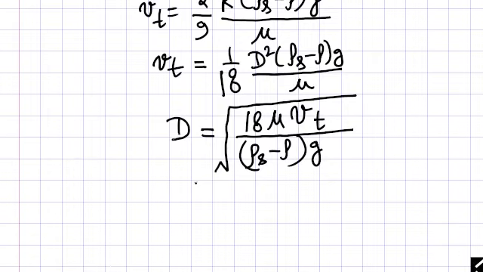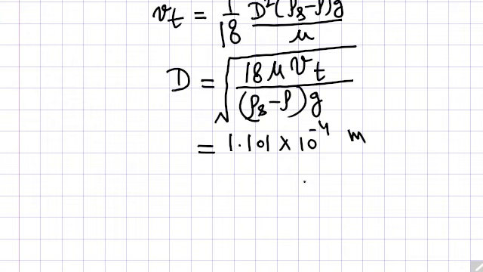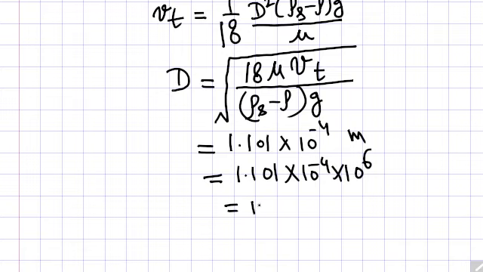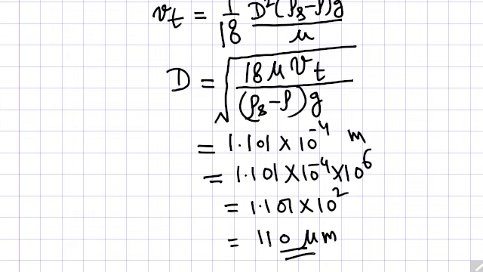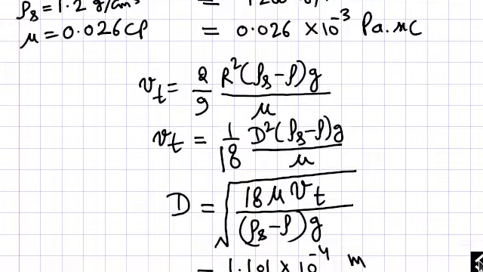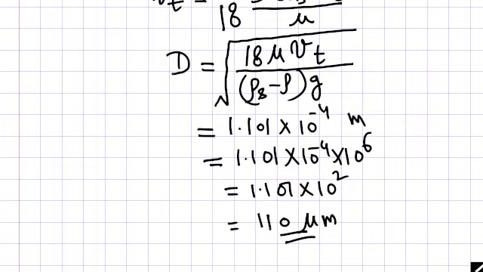So after calculation, you will get the diameter of the particles, and if you multiply it by 10⁶, you can get the result in microns. So in microns, it is 110 micron. These are the particles that will be lost in your gas.